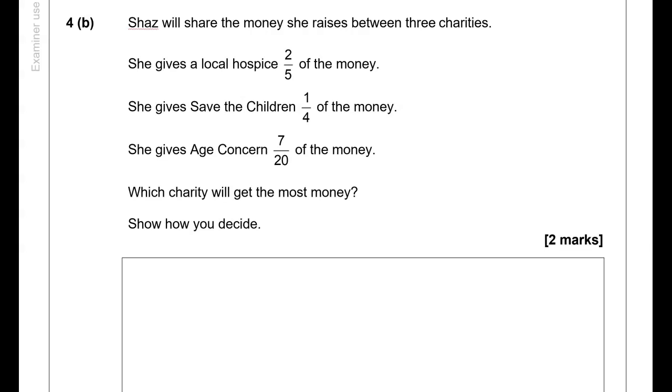Show how you decide. Again, here you can use different methods to work this out. You could use equivalent fractions, so get all the fractions to have the same denominator, and then you can compare the fractions. But 20 would be a good denominator in here. Or we could just divide the top numbers by the bottom numbers, the numerators by the denominators, and I'll show you what I mean. So 2/5 is 2 out of 5. So to get a decimal, we do 2 divided by 5, and that gives us 0.4.